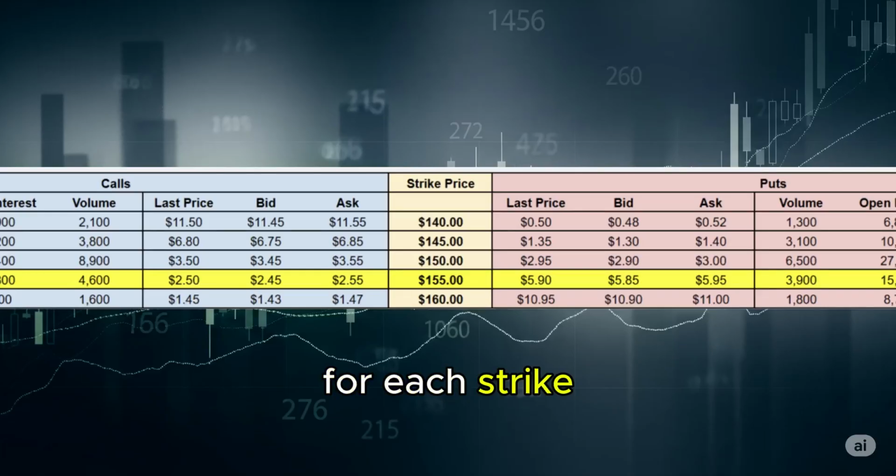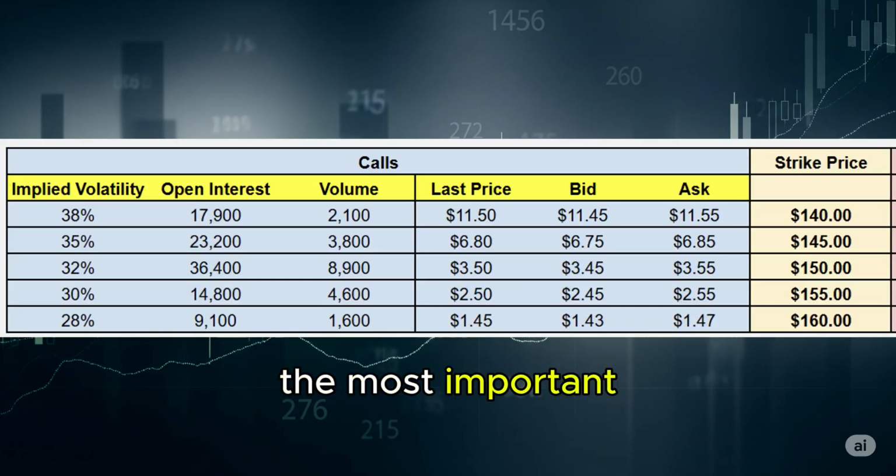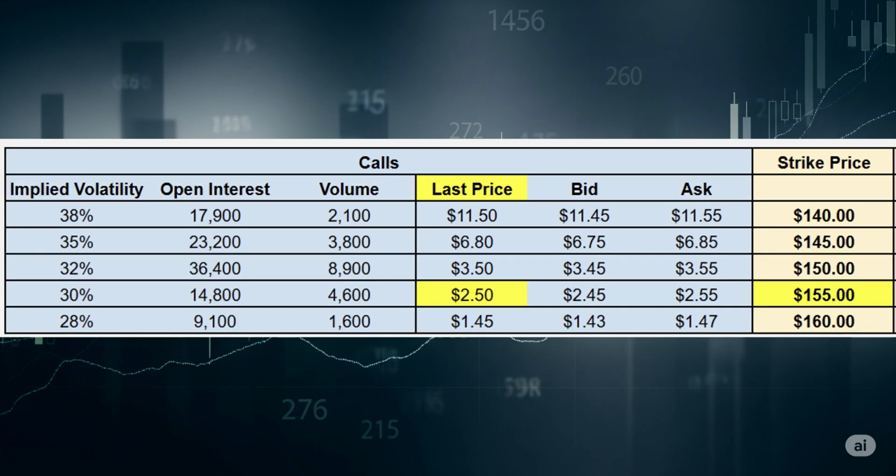For each strike price, the chain will display a row of data, and this is where you'll find all the key information about that specific option contract. The most important columns you'll want to pay attention to are the last price. This shows the price at which the option last traded, which is its premium. For a $155 call on TII, the premium might be $2.50.